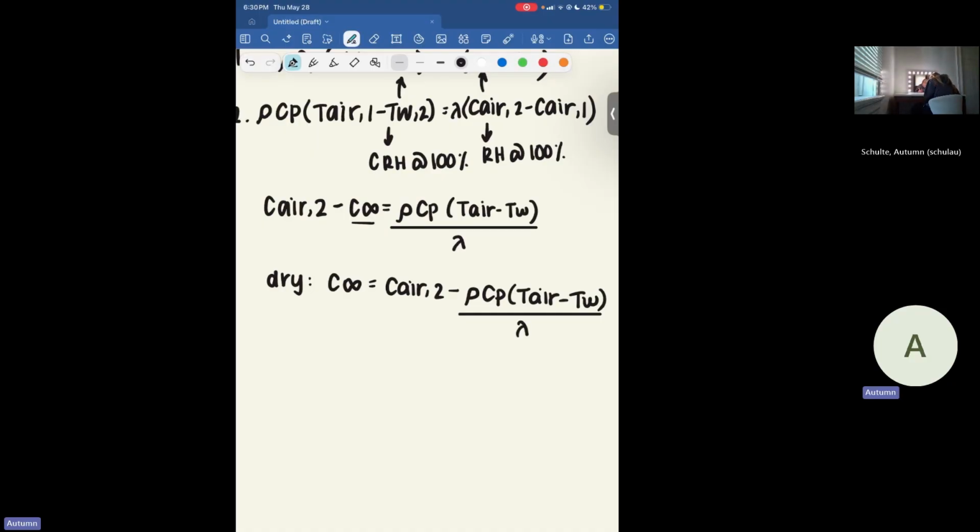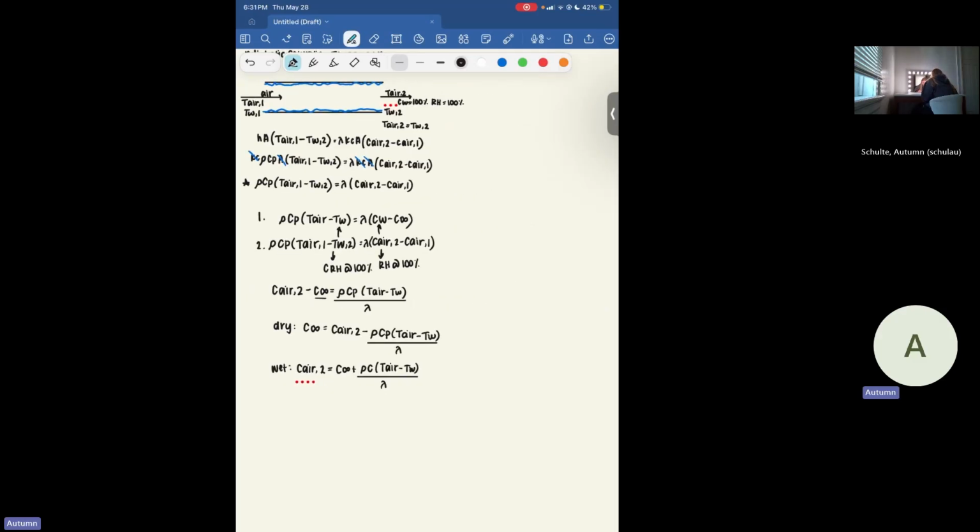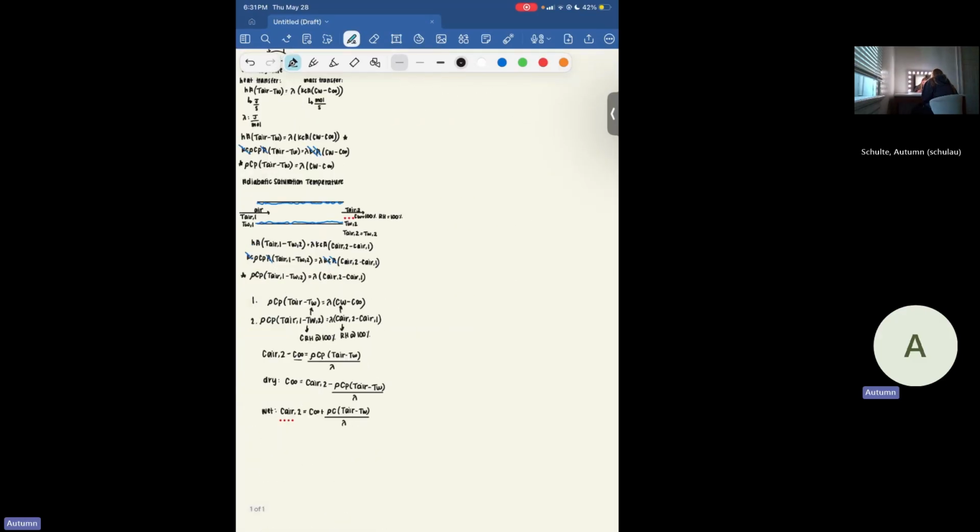And if we're looking for that wet bulb molar concentration, that is going to be the concentration of the air that was leaving that pipe, which is equal to that concentration at infinity plus the density times the heat capacity times the temperature of the air minus the temperature of the water, all divided by the enthalpy of vaporization. And so that is homework 5, part A.